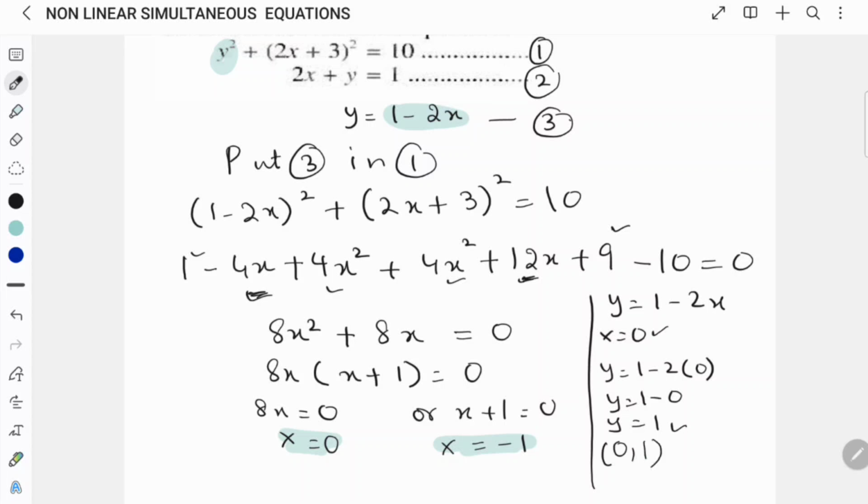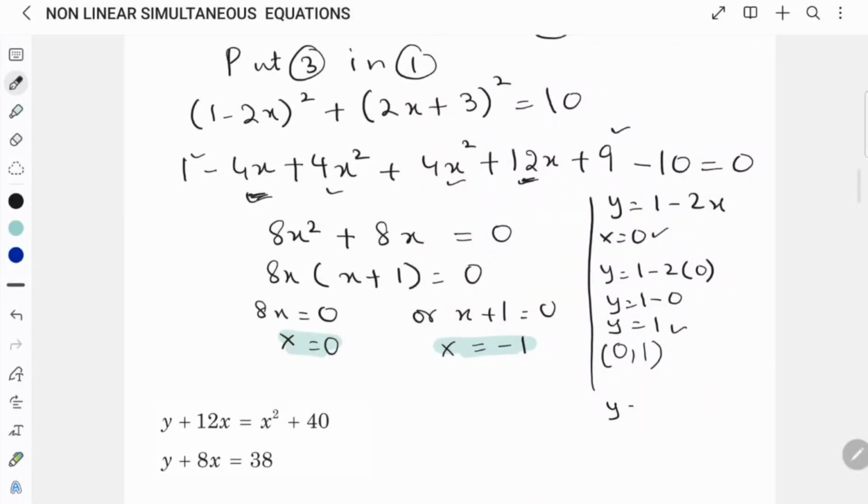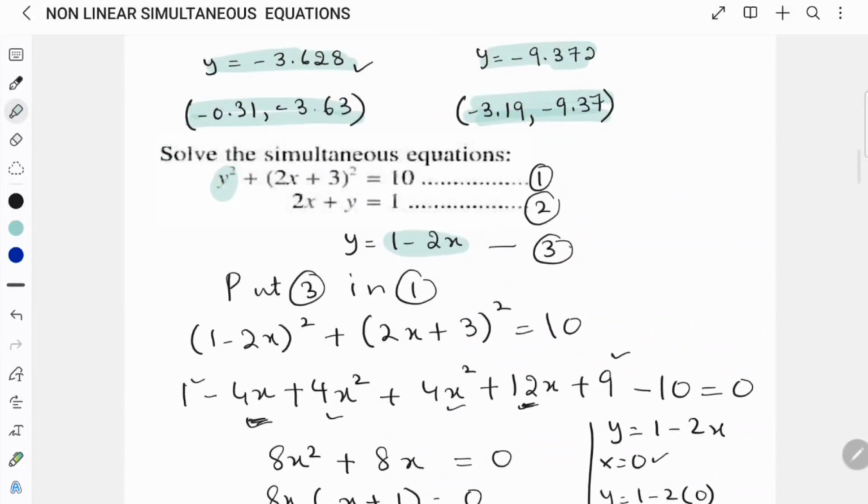The second set of answers, y is equals to 1 minus 2x when x equals to minus 1. Y is equals to 1 minus 2 times minus 1. I'm putting minus 1. 1 plus 2 will become 3. Y is equals to 3 when you put x equals to minus 1. So minus 1, 3 is the other answer. So they are the two answers for this question. I took this one as a quadratic equation, then you can easily understand what to do, and identity you can also revise with this question.